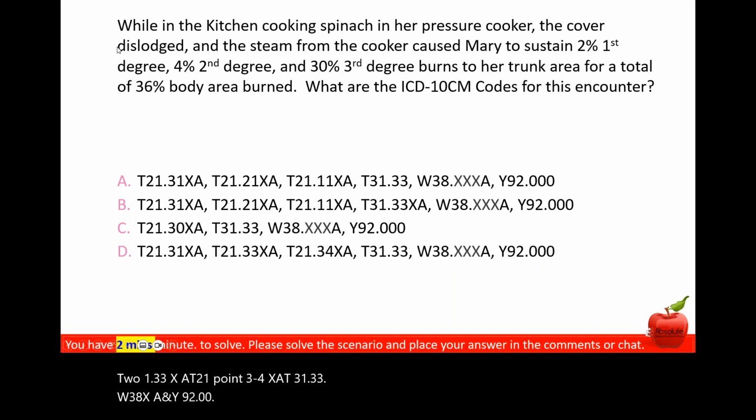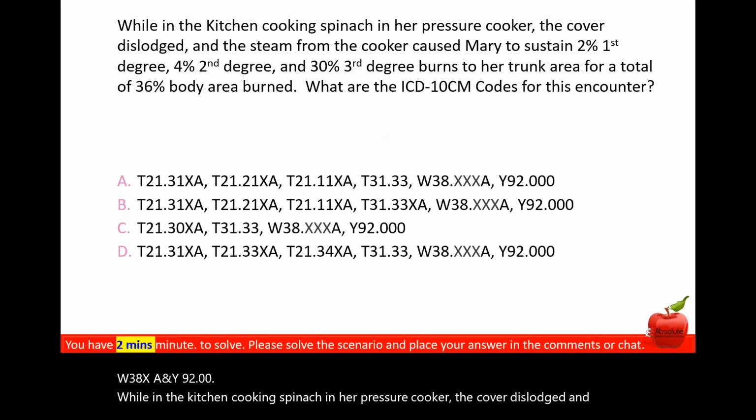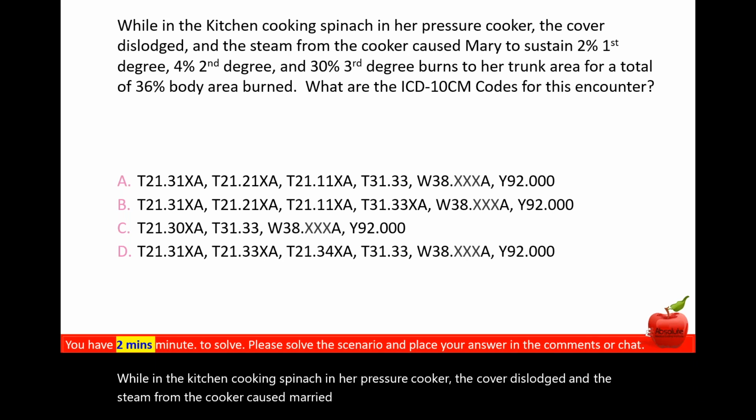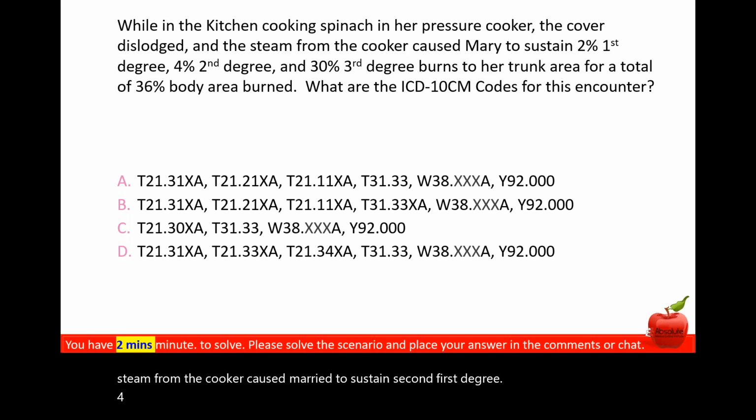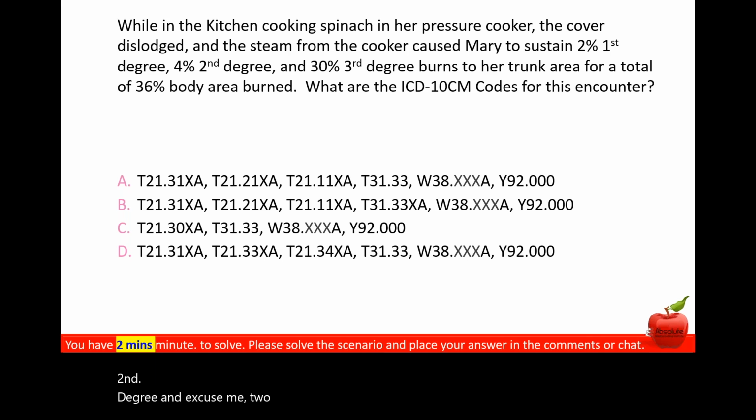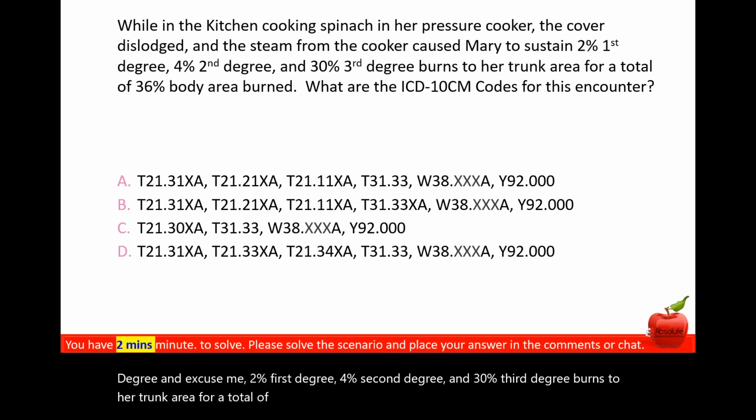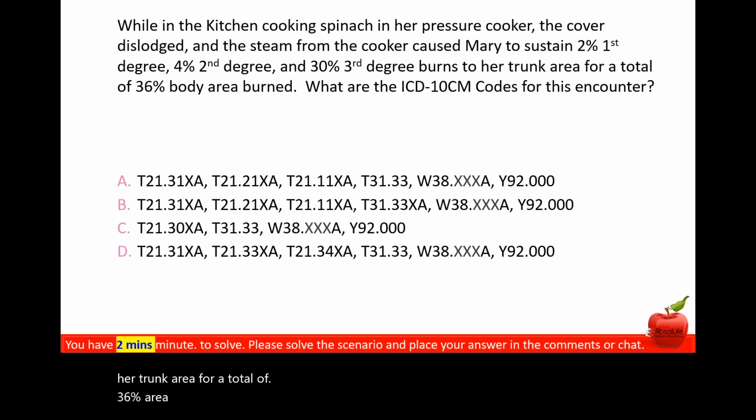While in the kitchen cooking spinach in her pressure cooker, the cover dislodged and the steam from the cooker caused Mary to sustain 2% 1st degree, 4% 2nd degree, and 30% 3rd degree burns to her trunk area for a total of 36% area burned. What are the ICD-10-CM codes for this encounter?